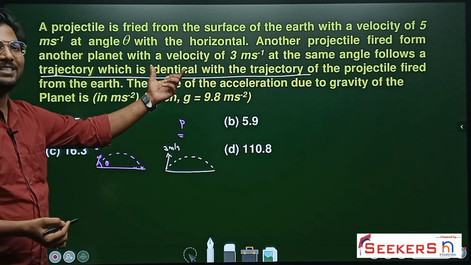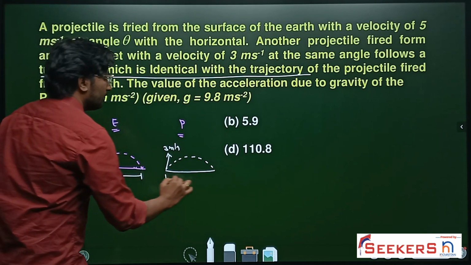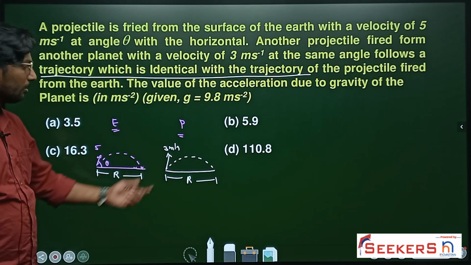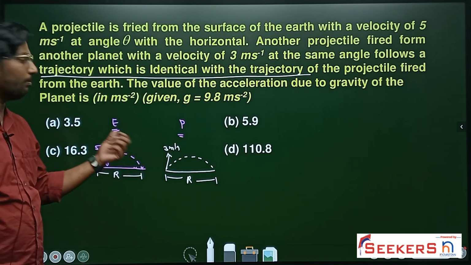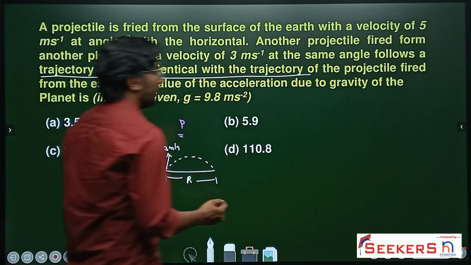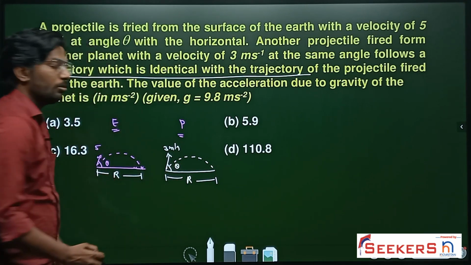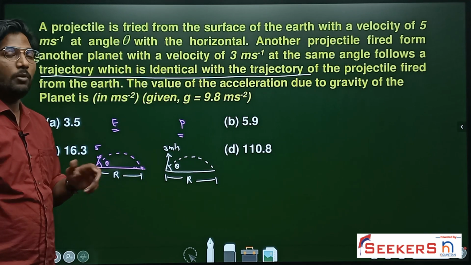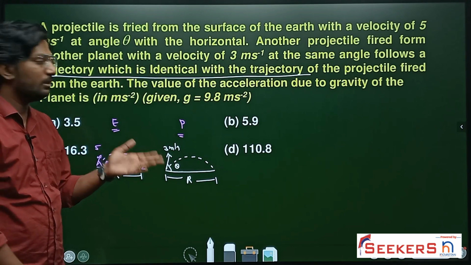If trajectory is same, what does that mean? The range is same. Okay, the horizontal range is same. All you got to do is equate the range values of the other planet and of the earth. So if you equate the range, what is the range equation? And here also the angle is same. So range equation is u square sine 2 theta by g. And what is same here? Angles are same. So you can eliminate the sine 2 theta part.